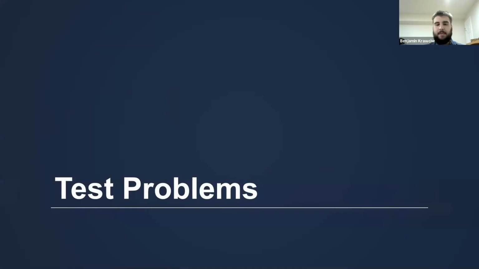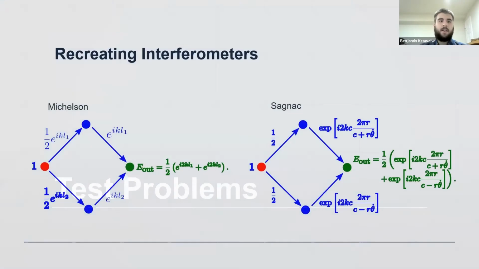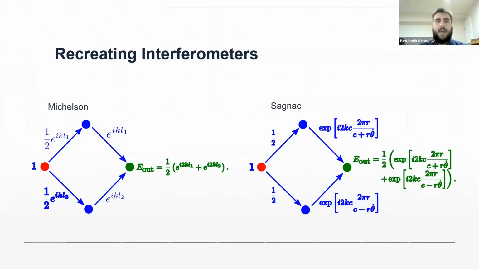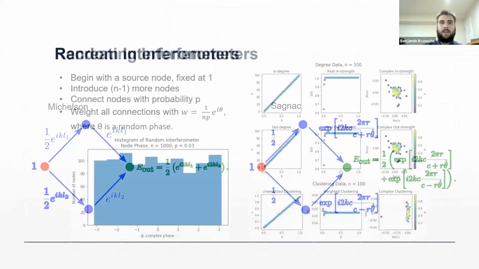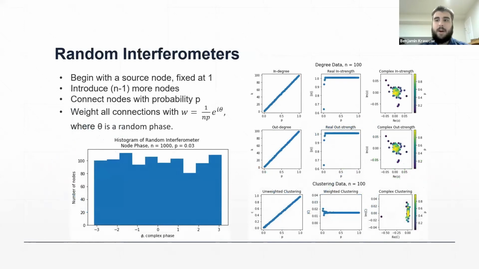Now let's talk about some of the problems I've used these tools on. First, I made sure that I could recreate other results in interferometry. I made sure that my notation was equivalent for the Michelson and Sagnac interferometers, and it was. Then I looked at random interferometers. As I said before, random networks are not complex, but they're sort of a gateway to complexity, so it's good to start there. For this model, I began with a source node with a fixed signal value of 1.